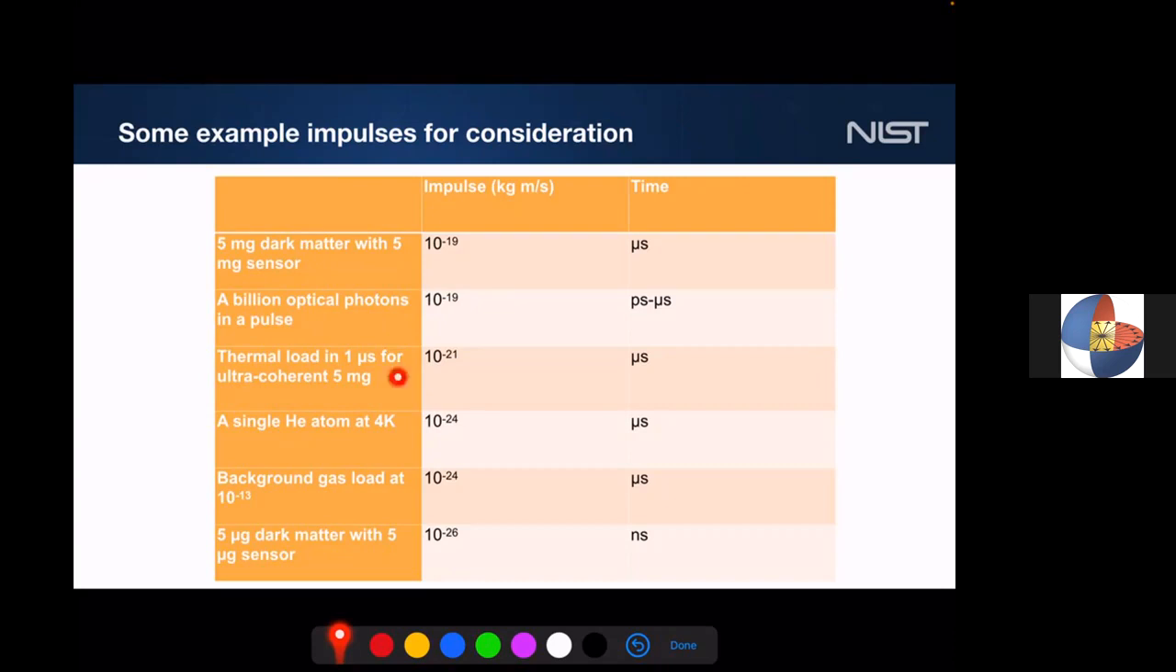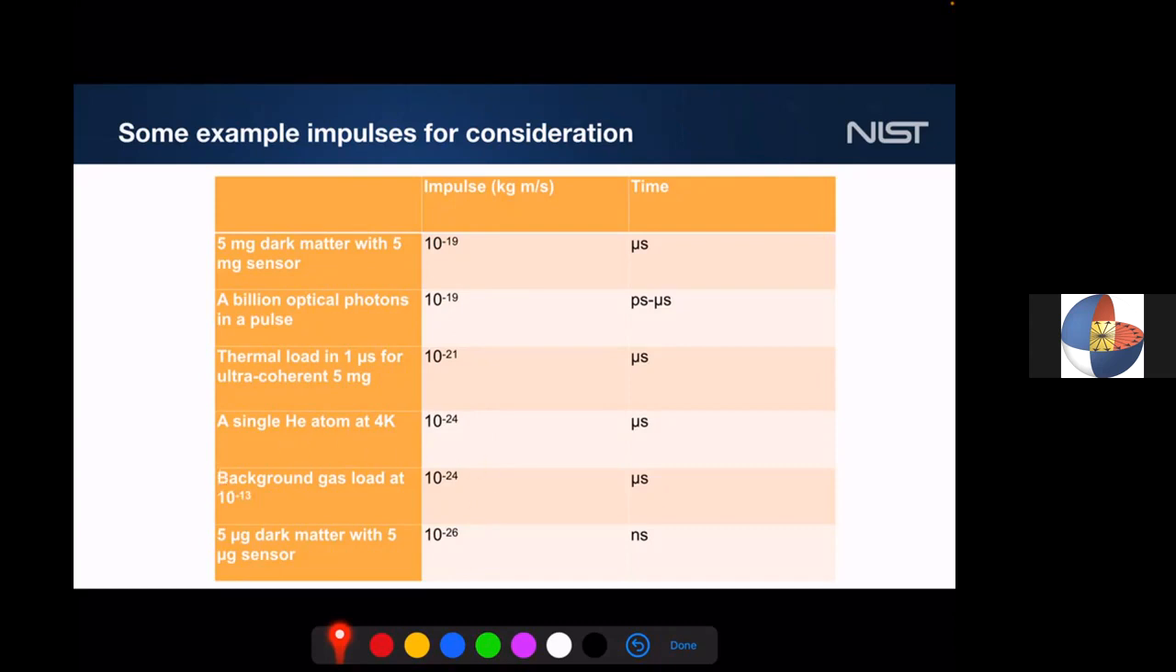If you're in the ultra coherent regime, you can see that the thermal noise background for a 5 milligram mass is well below the impulse that you get at this level for reasonable amounts of integration time. You can also ask what happens if your background gas hits the system. For example, a single helium atom at 4 Kelvin hitting a mass produces an impulse of about 10 to the minus 24. If you go down to the sub-Planck mass level, now you're really getting into interesting, really challenging territory. You want to make the sensor small as well for a variety of reasons, but the basic problem is that this impulse becomes quite small and you really need to get that background gas load down below 10 to the minus 13 torr.